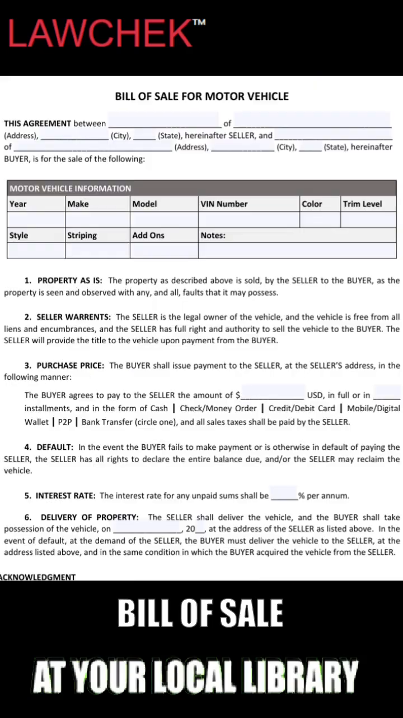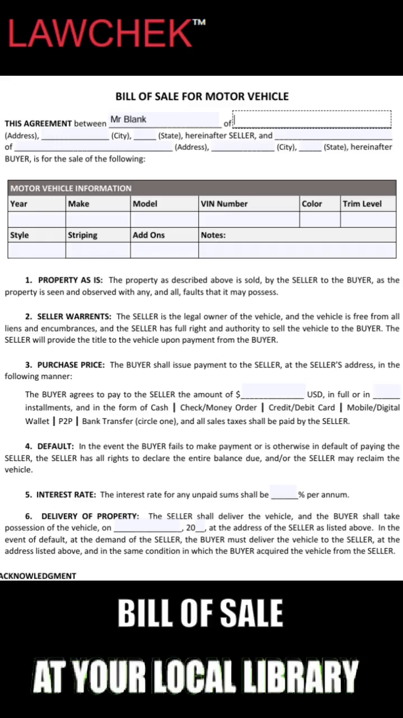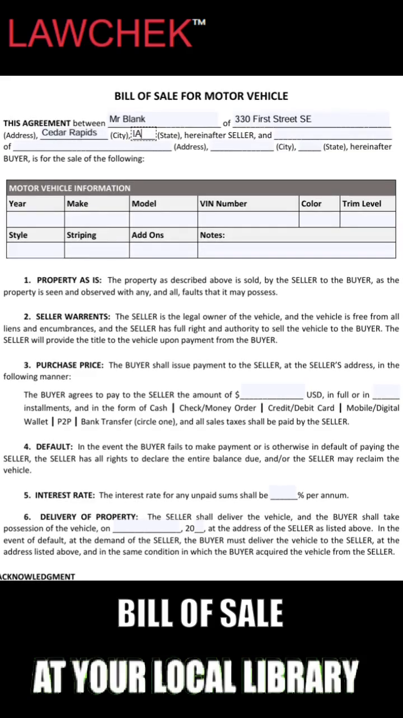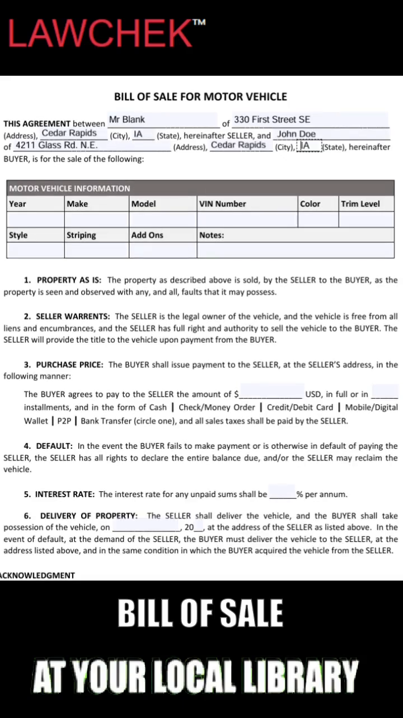If you'll take a look and open it up, it says this agreement between blank. Well, let's go ahead and fill out, you're the seller. So in this case, I'm putting in Mr. Blank of, and I'm putting in the address of Mr. Blank where they live. You, the seller, would put your address. Second, we're going to put in the buyer. That completes the first section, who the parties are.